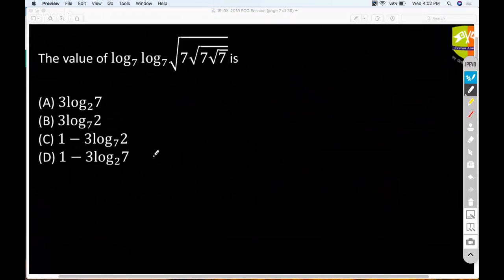Next, just for a change, a simple log question. So log to the base 7 of log to the base 7 of under root of 7, under root of 7, under root of 7 is.